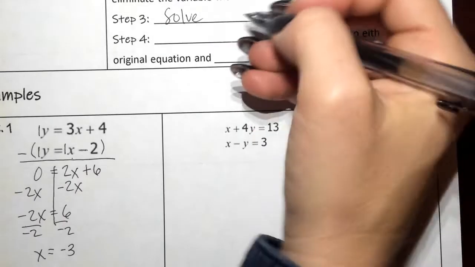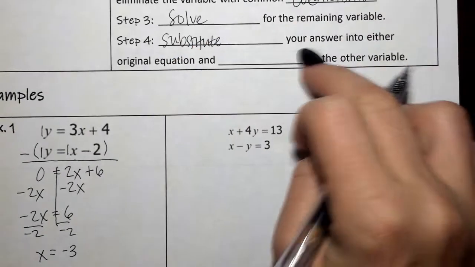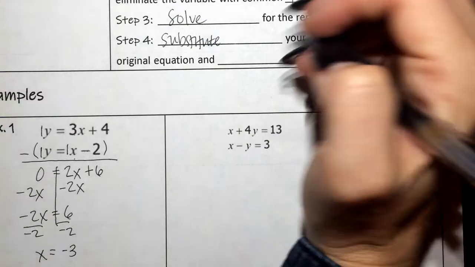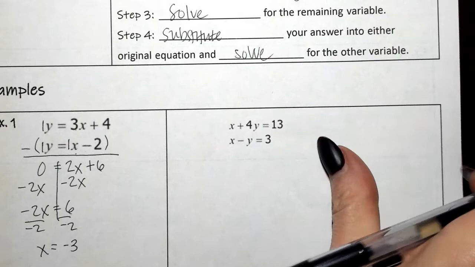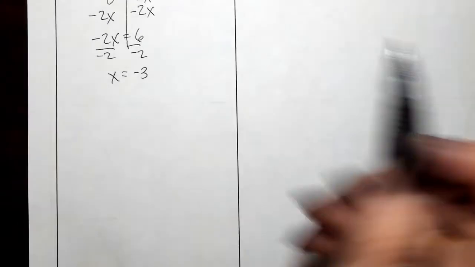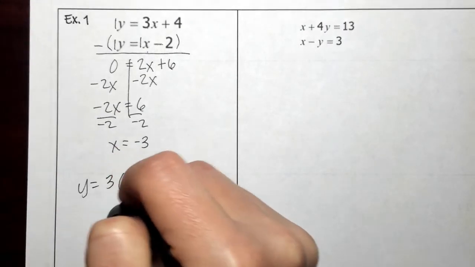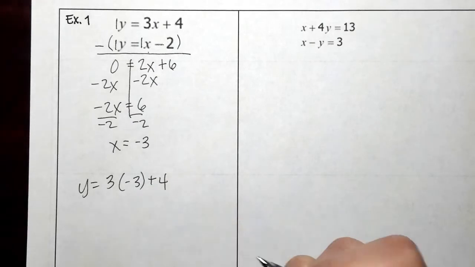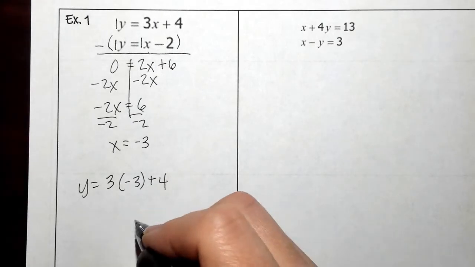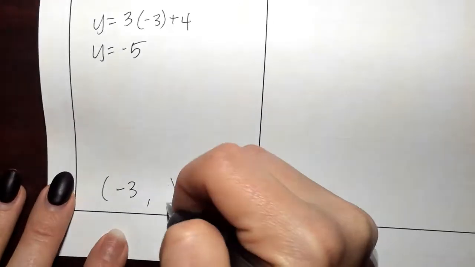So then finally, we want to substitute your answer into either original equation and solve for our other variable. So I'm just going to put it in that first one, so y equals 3 times negative 3 plus 4. Y equals negative 5. The solution is negative 3, negative 5.